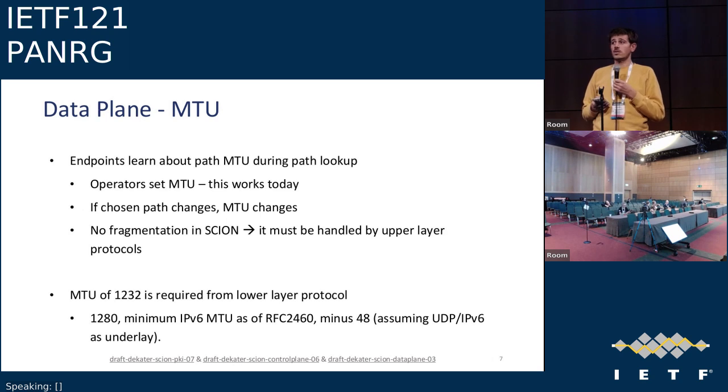Right now, operators just configure their intra-AS MTU. Then this data is distributed by the control plane to endpoints, so that whenever they do path lookup, the endpoints can already calculate what the path MTU is. This seems to work quite well in the current deployment, so there is no active discovery of this MTU. We also clarified that there is no fragmentation, so this has to be handled by upper layer protocols. We clarify what the requirements are in terms of MTU for the layer below Scion, and I'll get to that I think in the next slide.